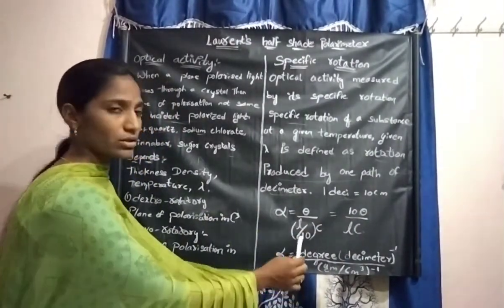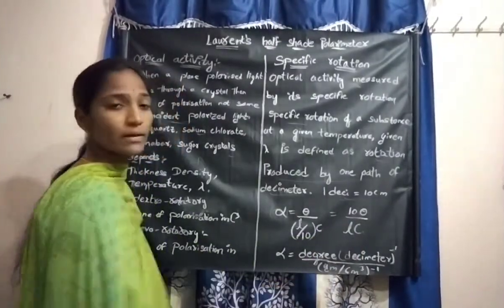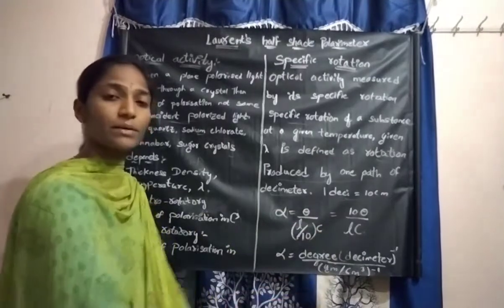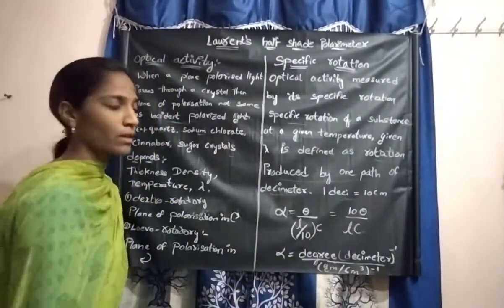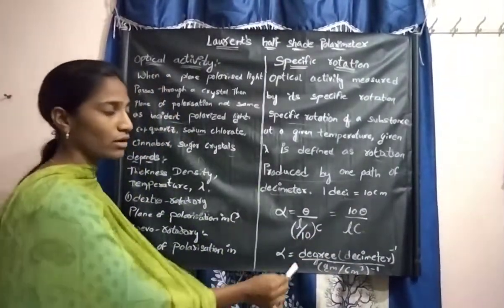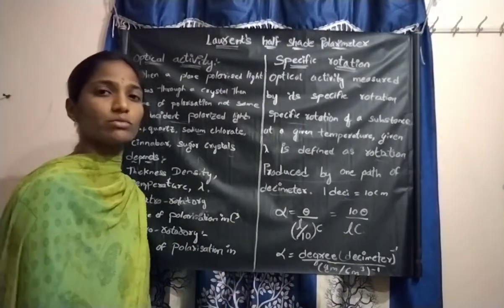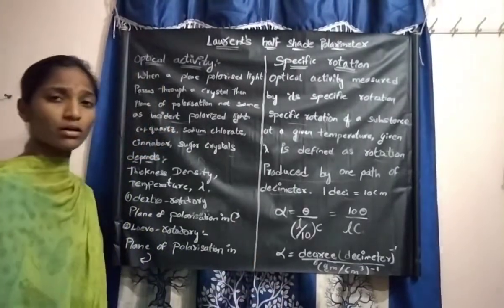Now the units of specific rotation: theta is in degrees, and L we took as 10 centimeters, that is 1 decimeter, so here it is in decimeters. So L inverse is decimeter inverse, and the concentration unit is gram per centimeter cube inverse. So this is the specific rotatory power or specific rotation.